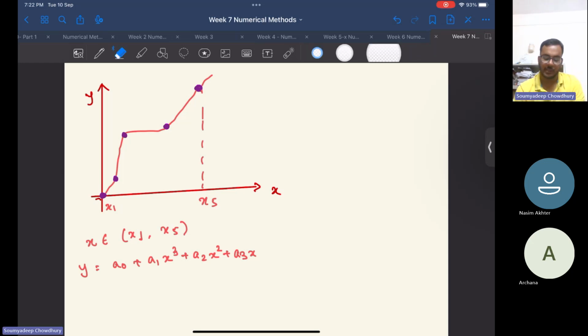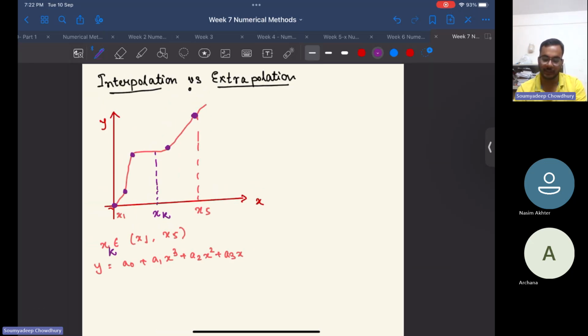Suppose you have got a polynomial like this. If you want to find the value of this curve at any random point, suppose the point is somewhere here, some xk, you can substitute this xk in this y and find the value of y at that particular x. So in interpolation, the x at which you are finding the value should be within the range of the data points. That is, your random xk should always be within the range of x1 and x5. So that is the limitation of interpolation.